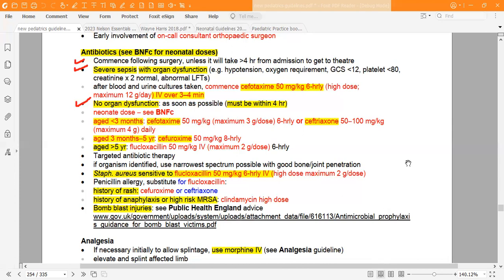Less than 3 months of age, you start cefotaxime, 50 milligram per kg, 6 hourly, or ceftriaxone. So cefotaxime or ceftriaxone. 3 months to 5 years, cefuroxime. More than 5 years, flucloxacillin. You have to be targeted in your antibiotic therapy. If organism identified, you know already the organism, you narrow your spectrum.